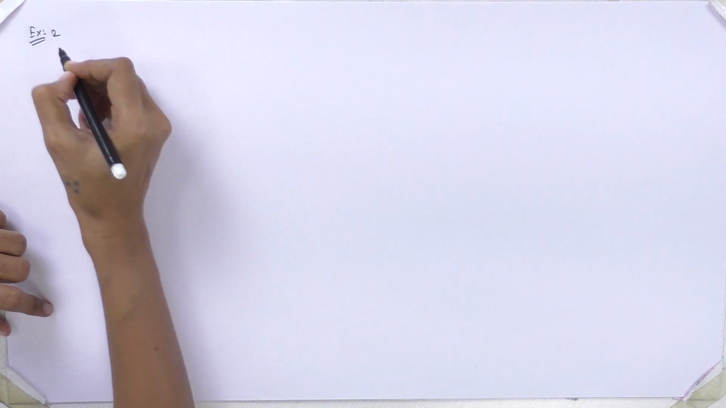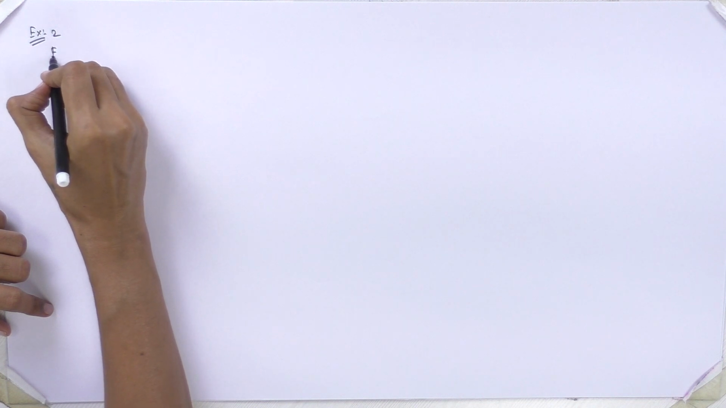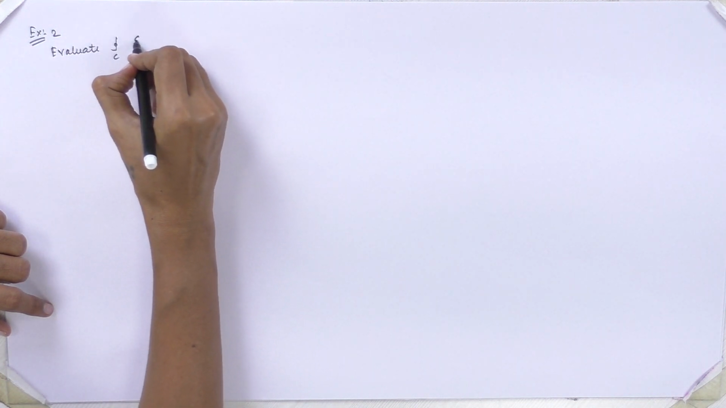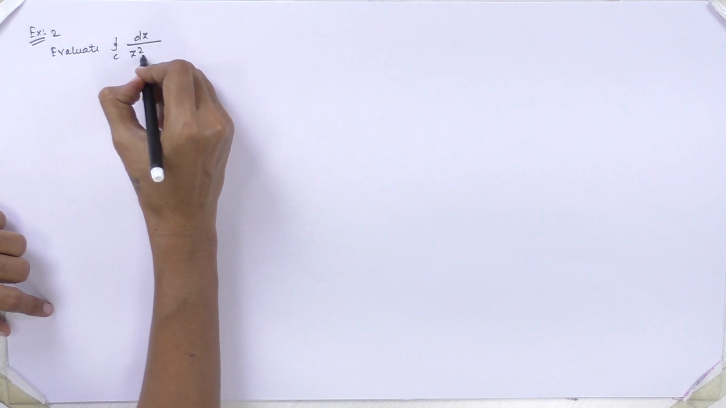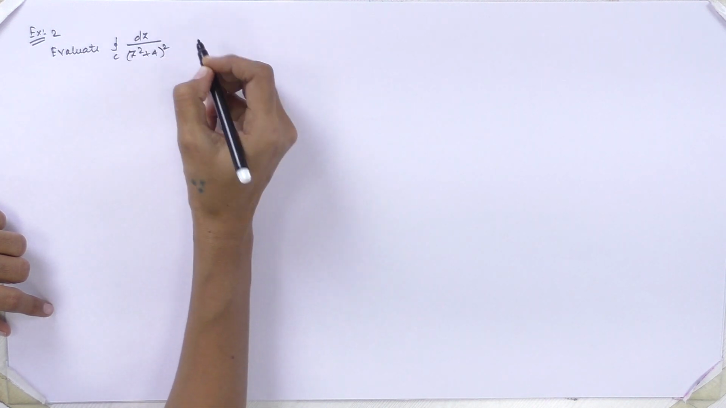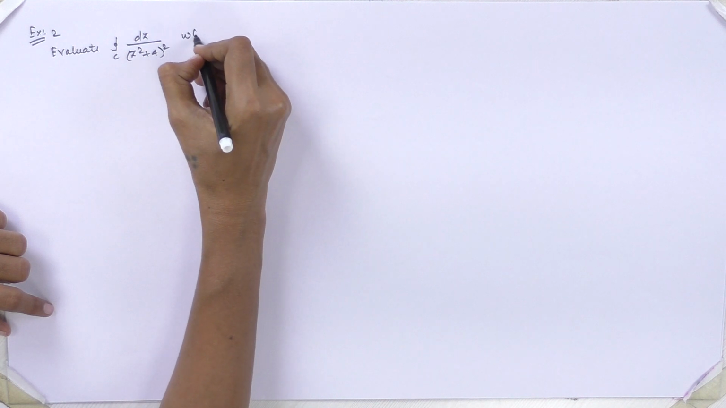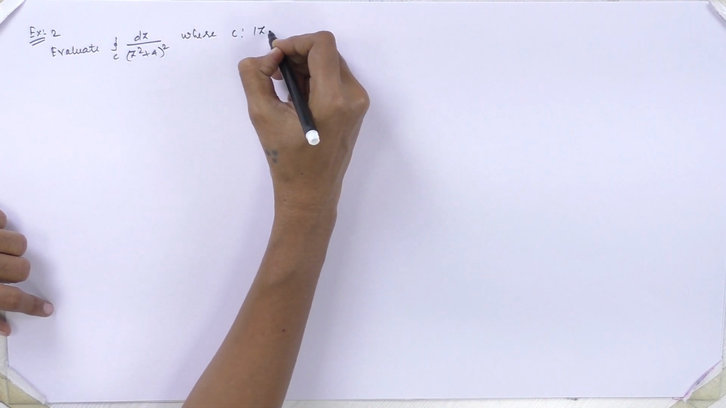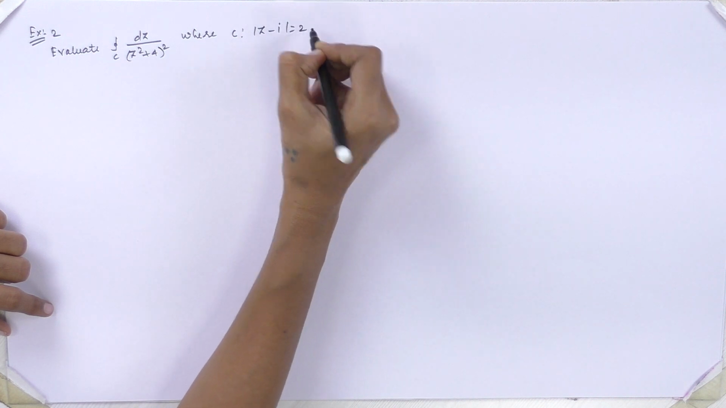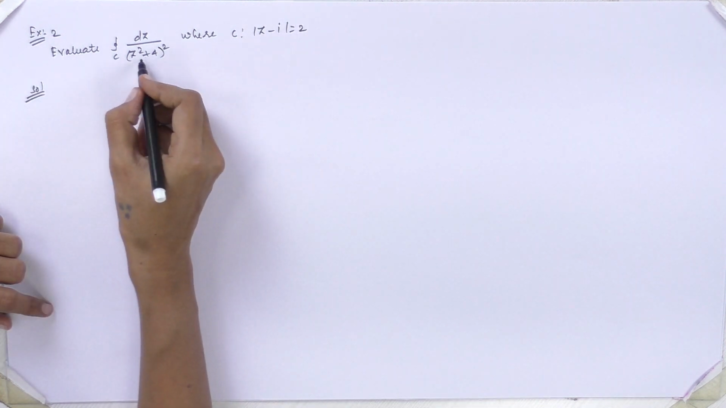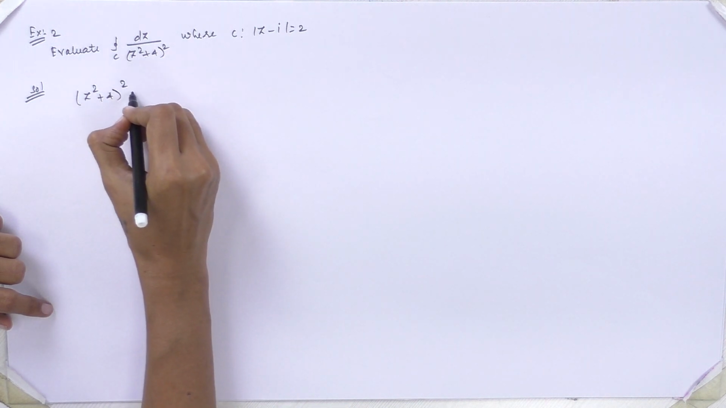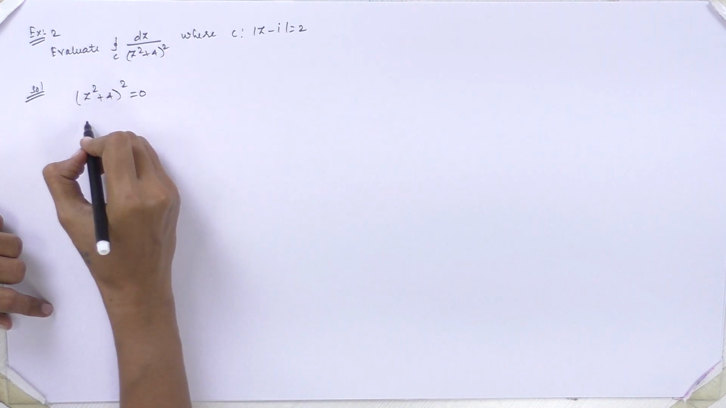Example 2. Evaluate the integration over C of dz upon (z square plus 4) raised to the power 2, where the simple closed curve C is such that modulus of z minus I is equal to 2. Solution. So we have the denominator, therefore (z square plus 4) raised to the power 2 is equal to 0. This is the first step.